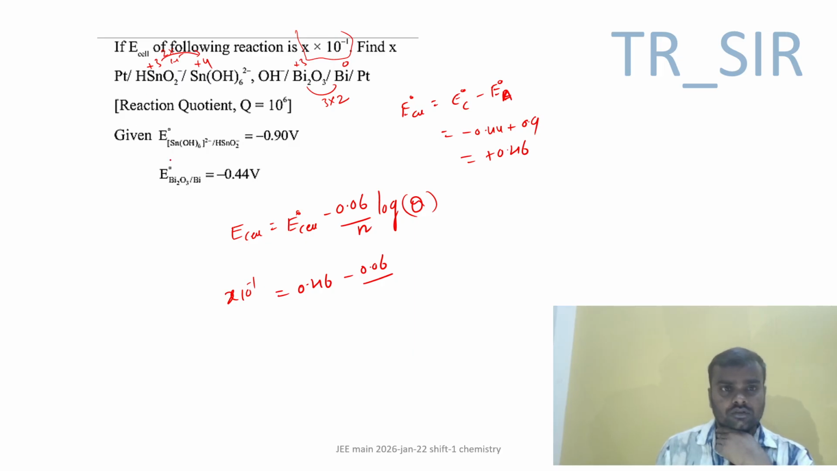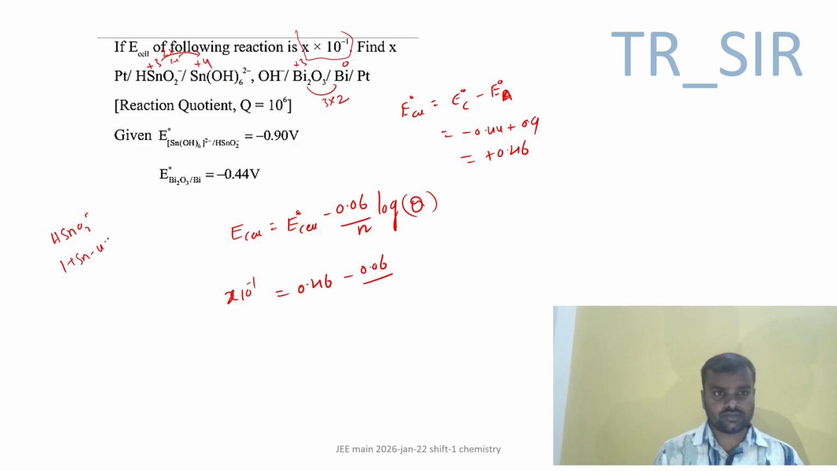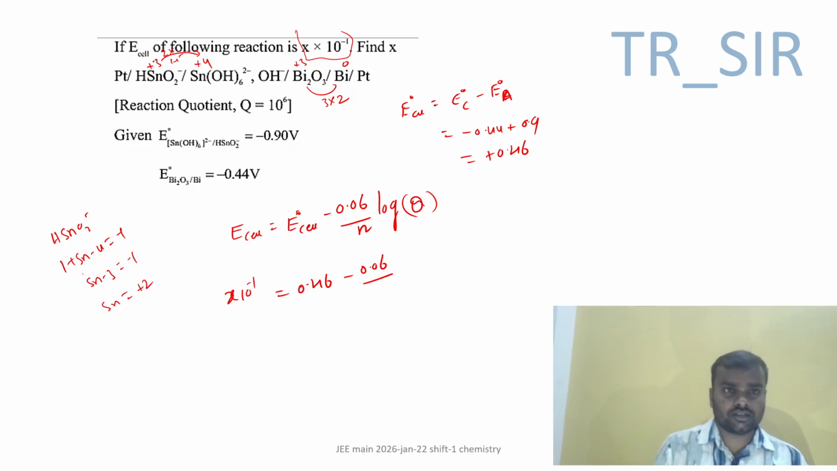So Sn minus 6 is equal to minus 2 plus 4 is coming. Minus 3. So HSnO2 minus 1, Sn minus 4 is equal to minus 1. So Sn minus 3 is equal to minus 1. Sn is equal to plus 2. So here plus 2 is coming.